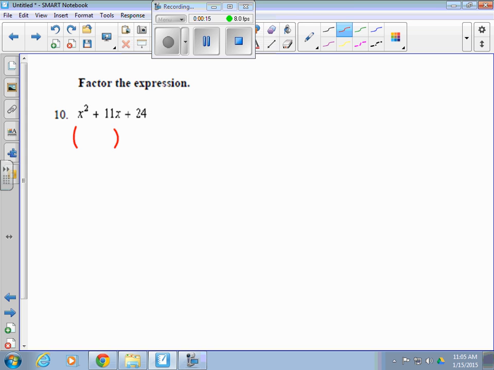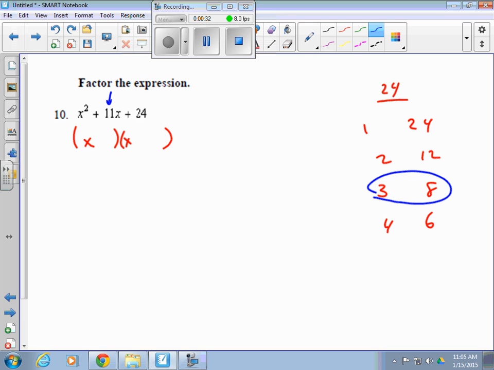You're just making two binomials out of it. X times x. Your factors of 24: 1 and 24, 2 and 12, 3 and 8, and 4 and 6. Which pair gets you to B's value? Which pair gets you to 11? The only ones that when you put them together get you 11 is this pair right here, 8 and 3, or 3 and 8.